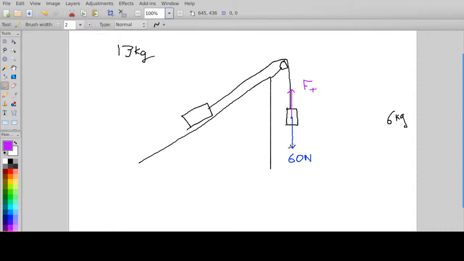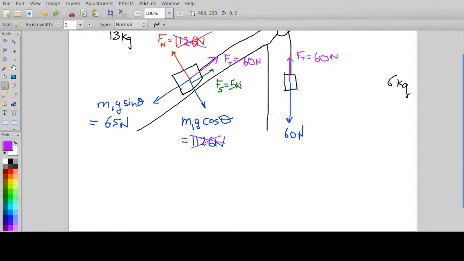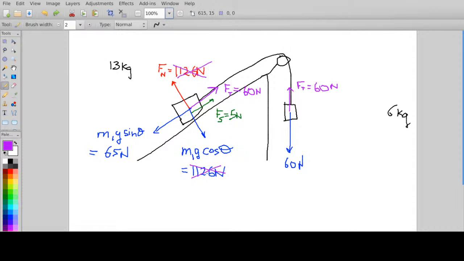In fact, maybe we should switch back just for a second to the other diagram. Yeah, this one right here. Let's take a look at this one. You see the force of friction here in green. Imagine that weren't here. What you would have is 65 newtons downhill and only 60 newtons uphill.